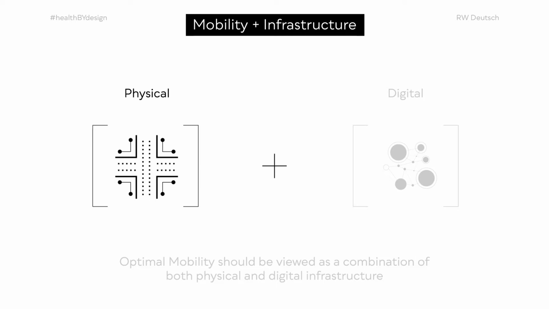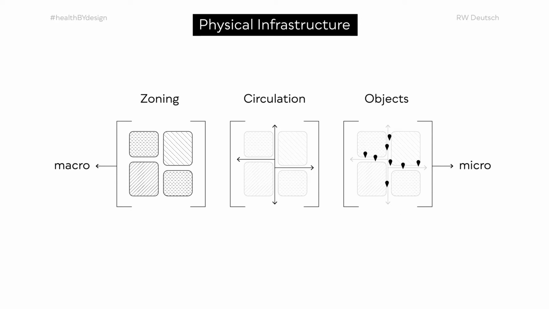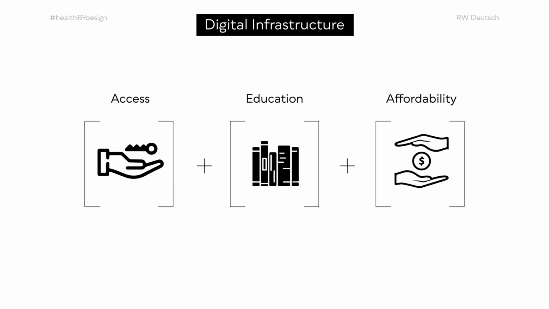So far, we've been discussing mobility in terms of physical movement and use of physical infrastructure. But optimal mobility should be viewed as a combination of both physical and digital infrastructure. Looking a little more closely at how physical infrastructure affects mobility, it can be broken down into three major categories moving from a macro to micro scale, all the way from zoning down to small objects at the street level. Interventions to digital infrastructure can be broken down into categories of access, education, and affordability.